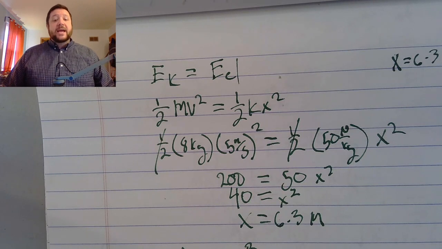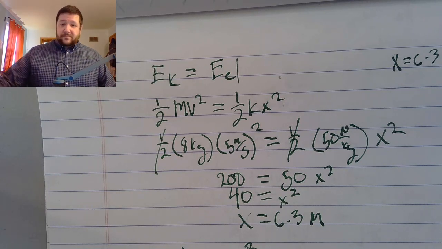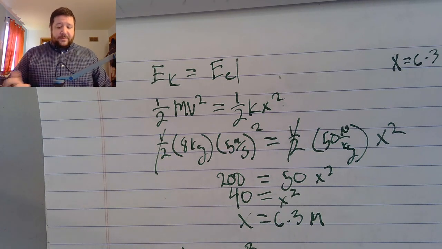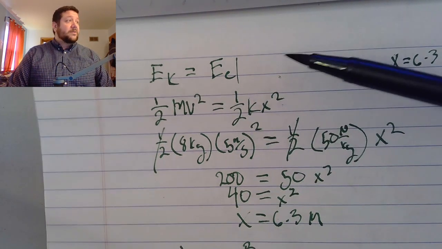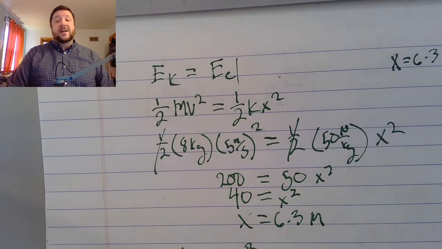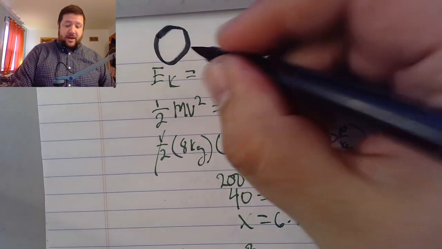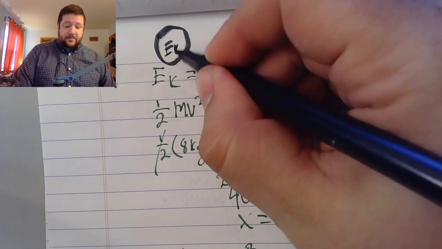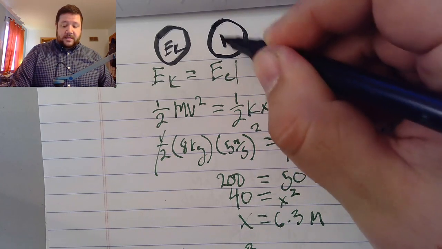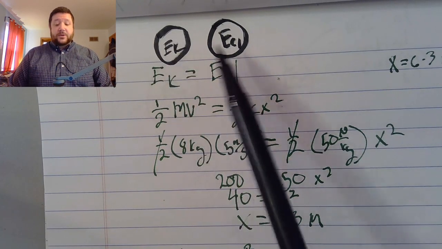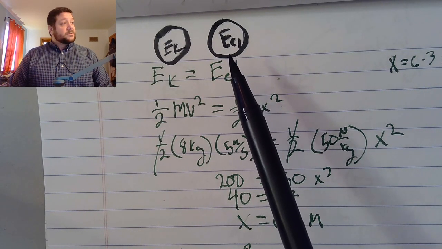So let's jump in. In the first question here, we're told that an 8-kilogram cart is moving at 5 meters per second when it hits a spring of constant 50 newtons per meter. Now, as we look at this, that means that our kinetic energy is going to equal our elastic potential energy. If you're looking at your diagrams, it should have looked like this, where you have EK equals EEL.